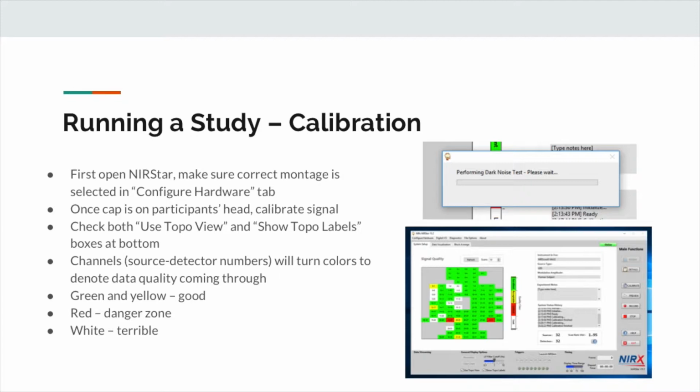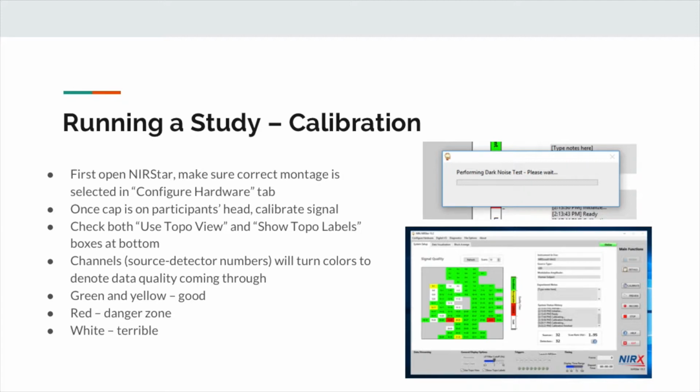It'll then perform a few tests. That screenshot is one of the tests it's running, and afterwards, whatever your topo layout file is, you'll see this colorful picture pop up on the left of the screen that shows you the signal quality in each of your channels. Each of those large pixels is one channel. If you hit the Use Topo View and Show Label or Topo Labels checkboxes at the bottom of the screen, then it shows you the numbers on each of those channels as well, and that tells you first number is the source number, second number is the detector number.